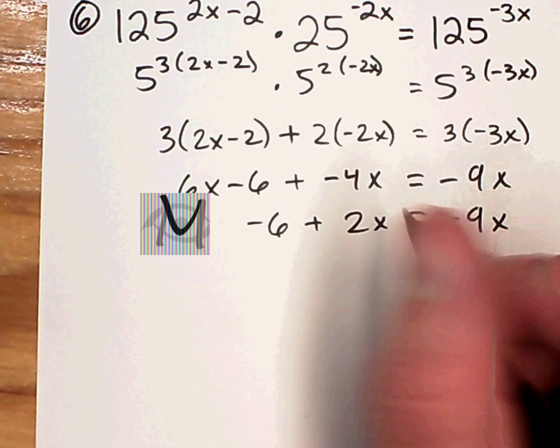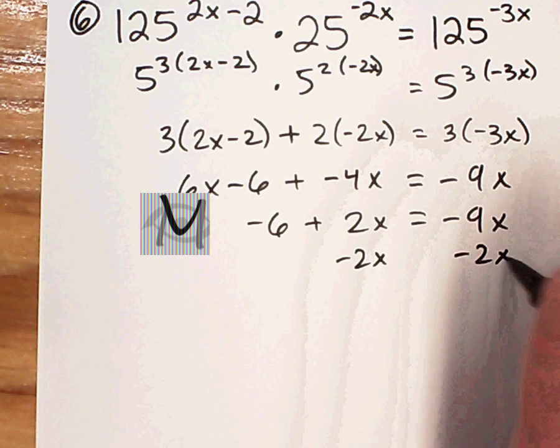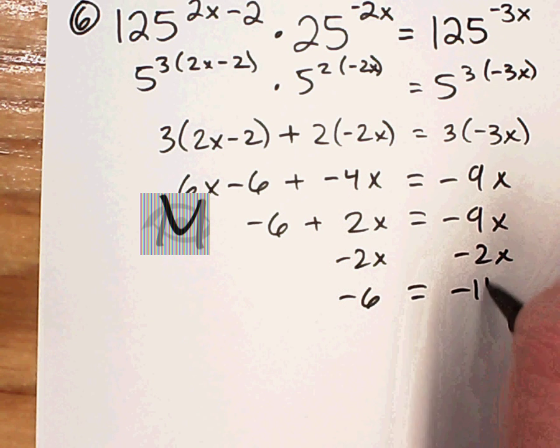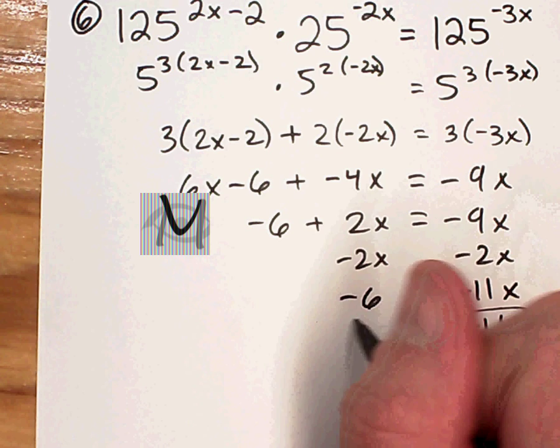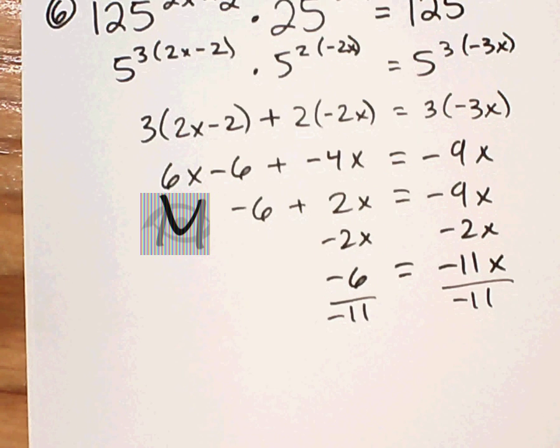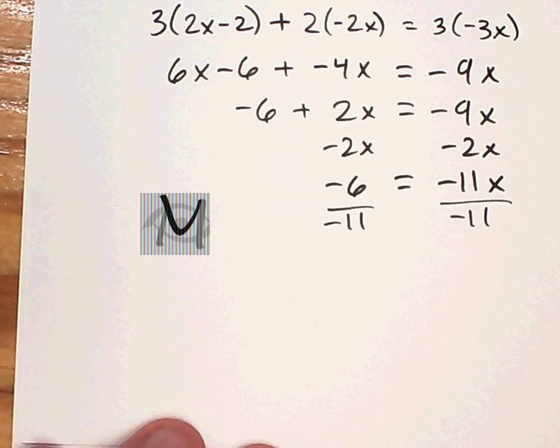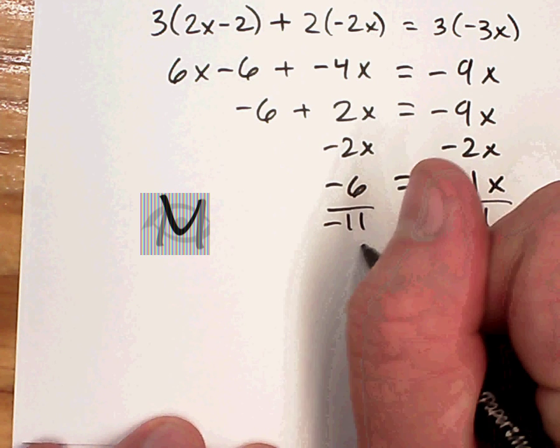All right. Subtract 2x from both sides. Negative 6 is equal to negative 11x. Divide both sides by negative 11. And you're going to get x is equal to 6 over 11.